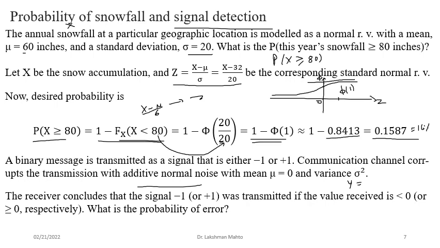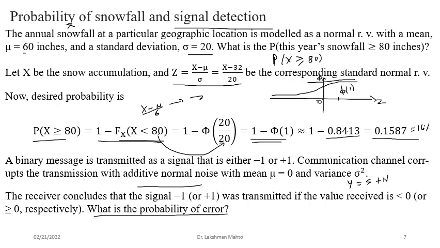So we denote the signal by S, and you make it corrupt by adding noise, so additive noise. The receiver receives Y, and has to infer or decode what kind of signal might have been sent. The receiver concludes that minus 1 was sent if the received noisy signal happens to be less than 0, and otherwise plus 1 was sent if the noisy signal is greater than or equal to 0. So this is the process, and then we have to compute the probability of error.